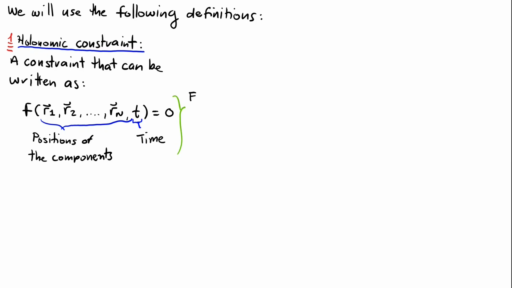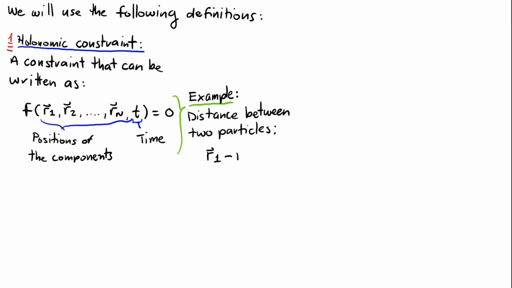An example of a holonomic constraint is that of a rigid body consisting of two particles, where the distance squared between the particles is a constant. The proper constraint will be written like this.